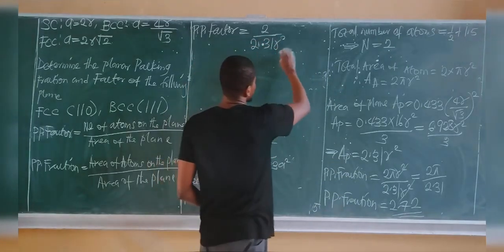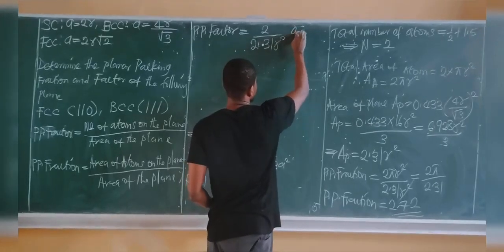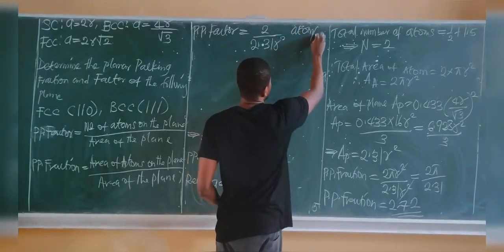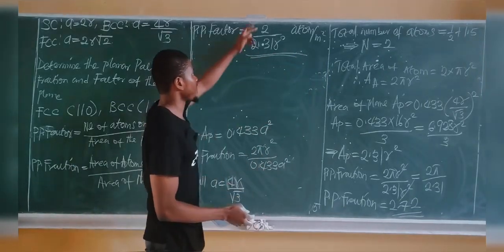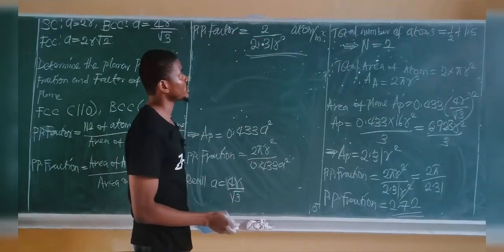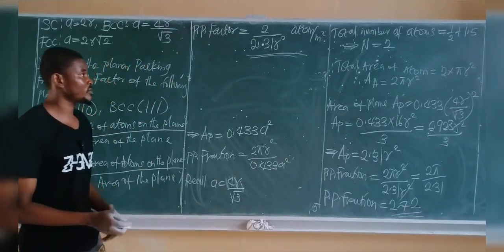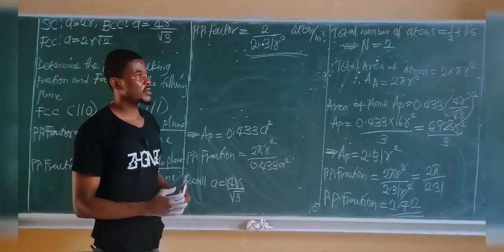So you can leave your answer like this. The unit is atoms per meter squared. So you can choose to leave your answer like this, or you can choose to divide 2 by 2.31, whichever, you still have the answer. So that becomes the answer to that given question.